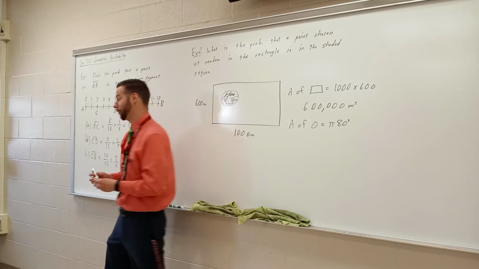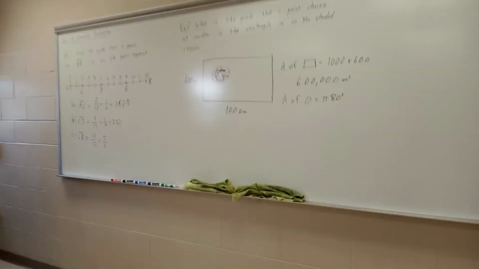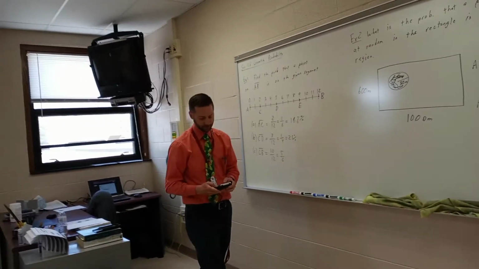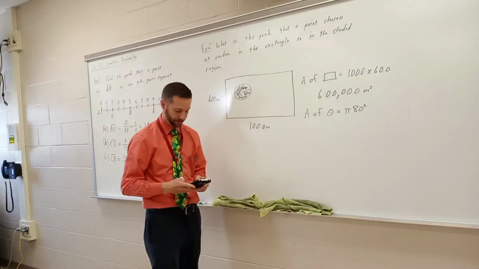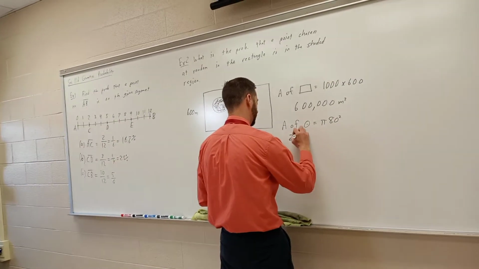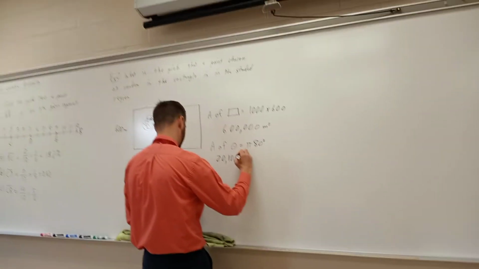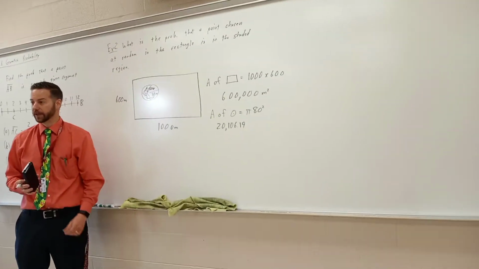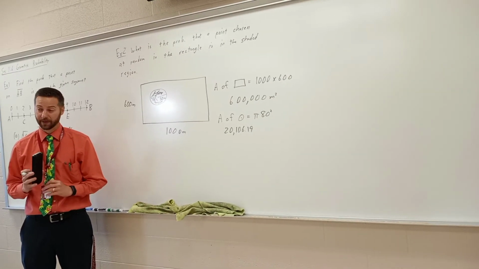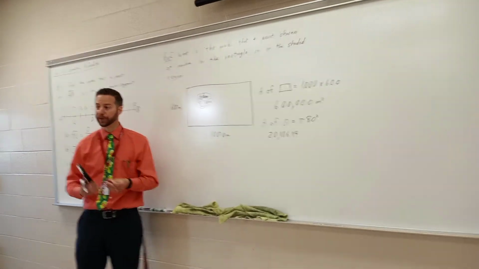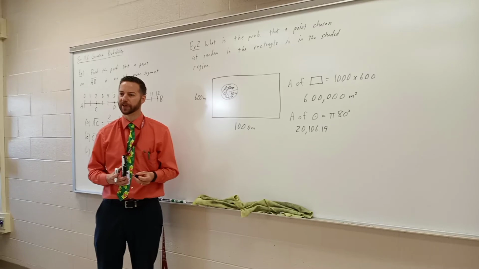Which I can't do in my head. This is going to be a fairly big thing, so let's figure out what this is. So if we do pi times 80 squared, 20,106.19 or so. All right, now remember though, the question wasn't just find the areas, the question was find the probability. What do I do with these things now to make it a probability?